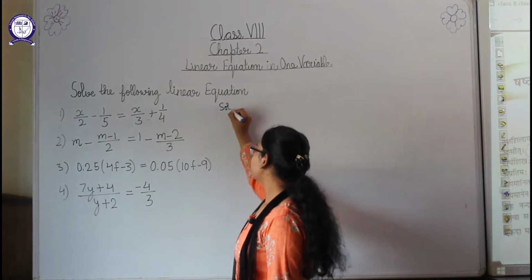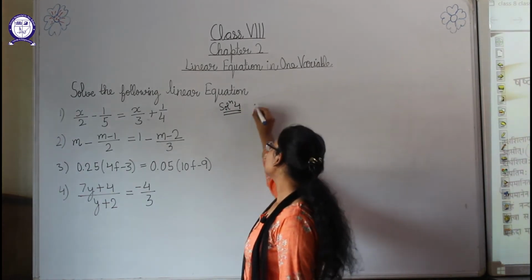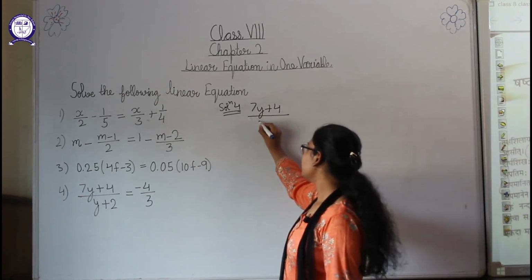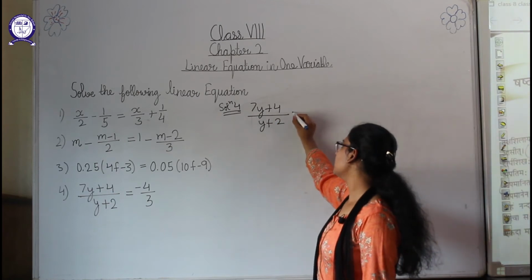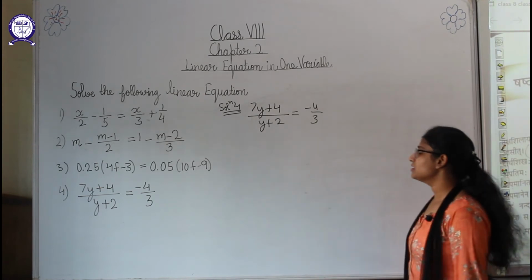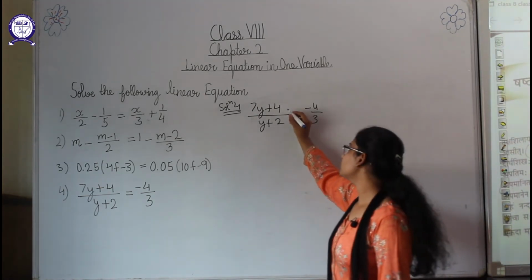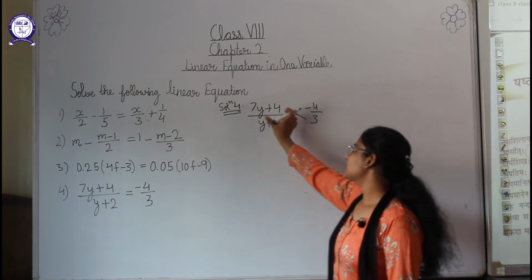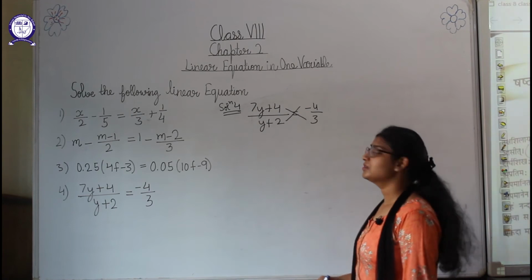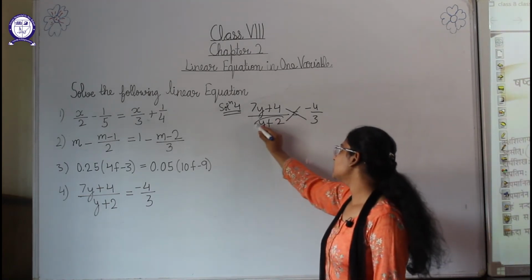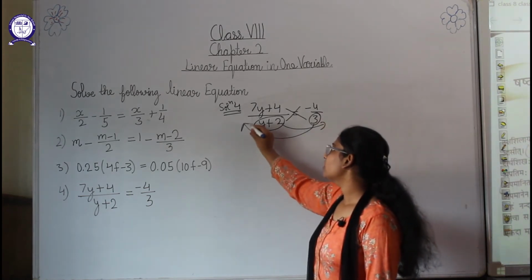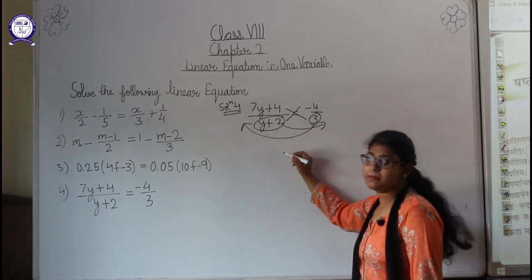So solution 4 will be like this. We will write the question, (7y + 4) divided by (y + 2) is equal to minus 4 by 3. In these types of questions, we will cross multiply, meaning we will multiply this one with 3 and we will multiply y plus 2 with minus 4. We will take this part to that side and that part to this side. Or we can say we are cross multiplying.